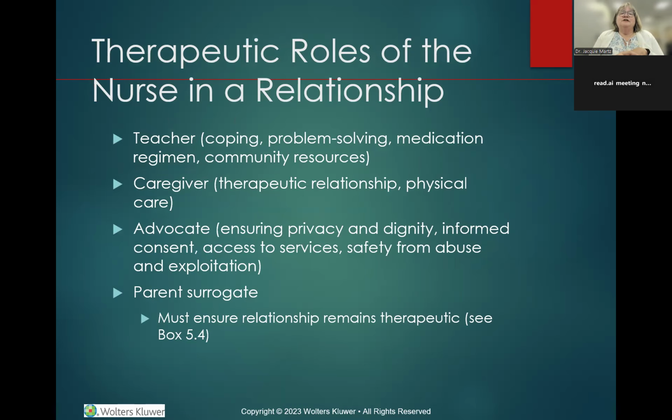Hildegard Peplau said that we have different roles that we play for our patient. We can be the teacher, we can be their caregiver, we can be their advocates, their parent surrogate if it's a child or a younger person, or someone who's a little developmentally delayed. These are all different roles that the nurse can portray for the patient. And it's okay if you assume multiple roles. I kind of expect that you're going to. I expect everybody to be a caregiver. I expect everybody to be an advocate. I expect everybody to do teaching with your patients if you need to.